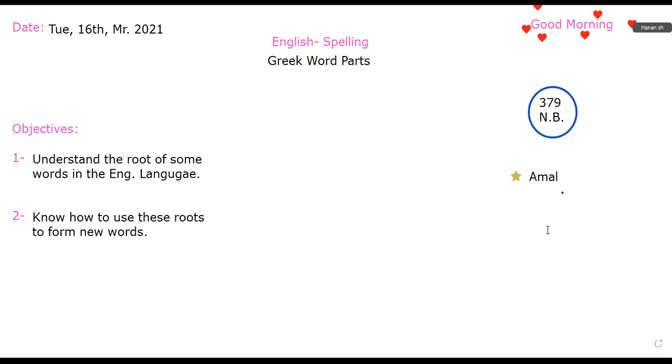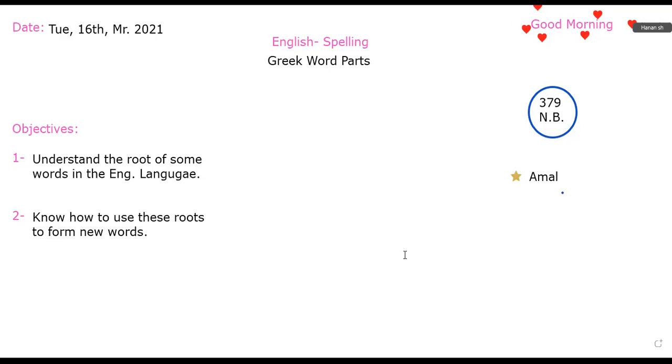We said that some of the words in English didn't come from the English language itself, but came from the root language. This root language is Latin, mostly, and Greek. And we have some of the Latin and Greek roots and words, and we blend them inside the English language, and we added some letters to them to make a new word. So why do we do that? Why do we learn about the Greek and Latin roots?